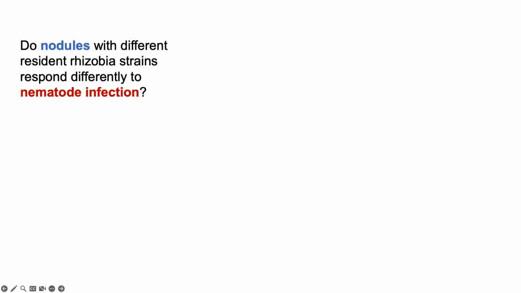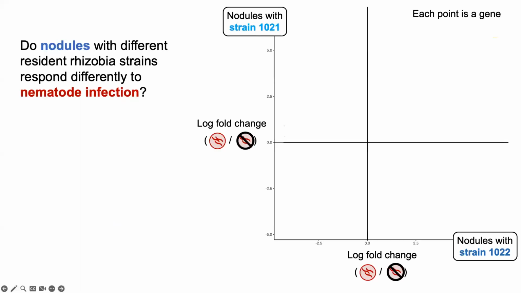So the second thing Addison asked was whether nodules with different resident rhizobia strains respond differently to parasite infection. And so to do this, what we did was compare gene expression in infected and uninfected plants, in nodules that had one strain or in nodules that had another strain.